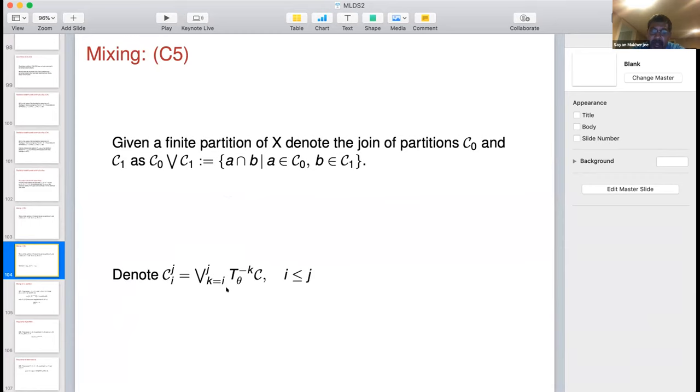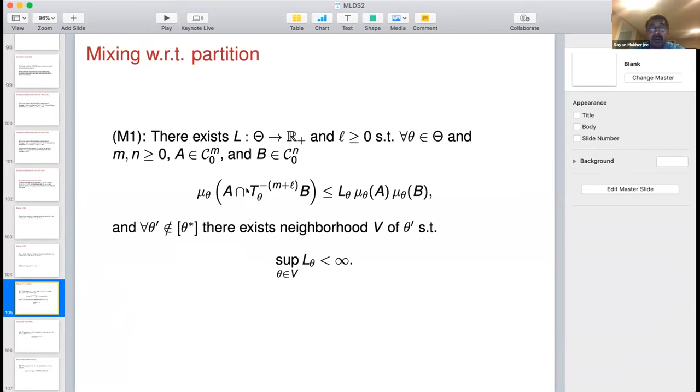So if I take a set A, I iterate my map going back M plus L and look at B, this needs to be bounded by some constant times mu theta A, mu theta B. So this is nothing but my mixing condition. What I'm talking about is mixing with respect to a partition. The reason we're doing things with respect to partitions is that this is a deterministic system, so it's very natural to think about it in terms of partitions rather than the measure.